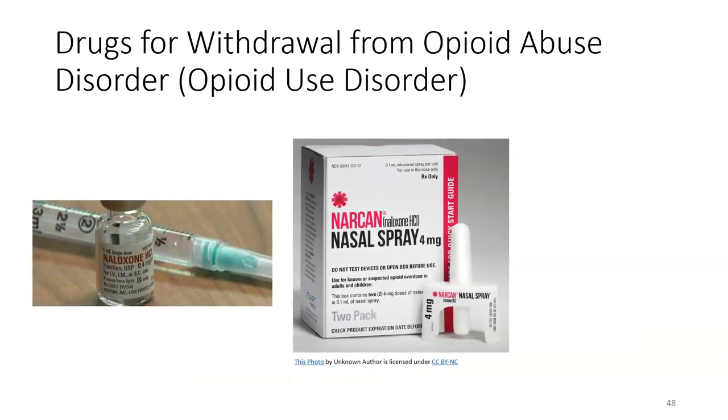Now, naloxone is known by the brand name Narcan, and it can be used to treat an opioid overdose. It's administered by injection, either intravenously or intramuscularly, or it can be introduced intranasally. So here we have that nasal spray. In Louisiana, naloxone can be purchased without a prescription. We have a Good Samaritan law that protects someone who administers naloxone to a person experiencing an overdose.